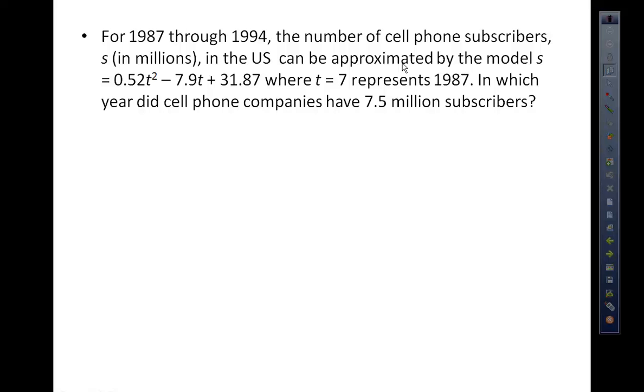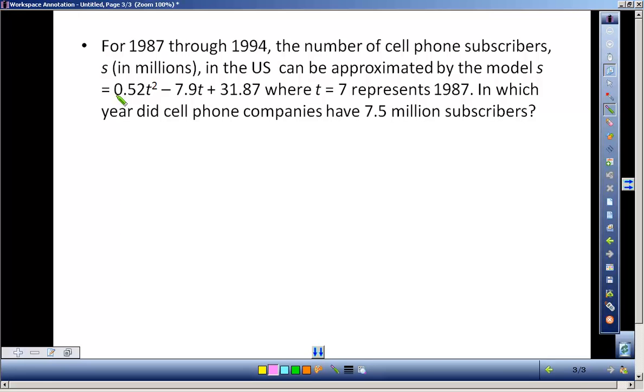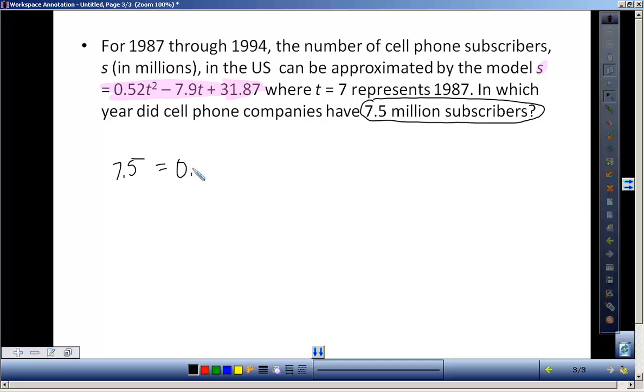So that's a formula. Guys, the thing I love about quadratic word problems, again, is that they always give me the equation. I didn't have to read and put together this equation. They're going to give it to me. S equals that. Fantastic. And then in the problem, they give me an S, 7.5 million subscribers. Okay, so I'm going to plug that in for S. 7.5 equals 0.52 t squared minus 7.9 t plus 31.87. Fantastic. I just need to solve this for t. I want to know what year did they have that many subscribers.